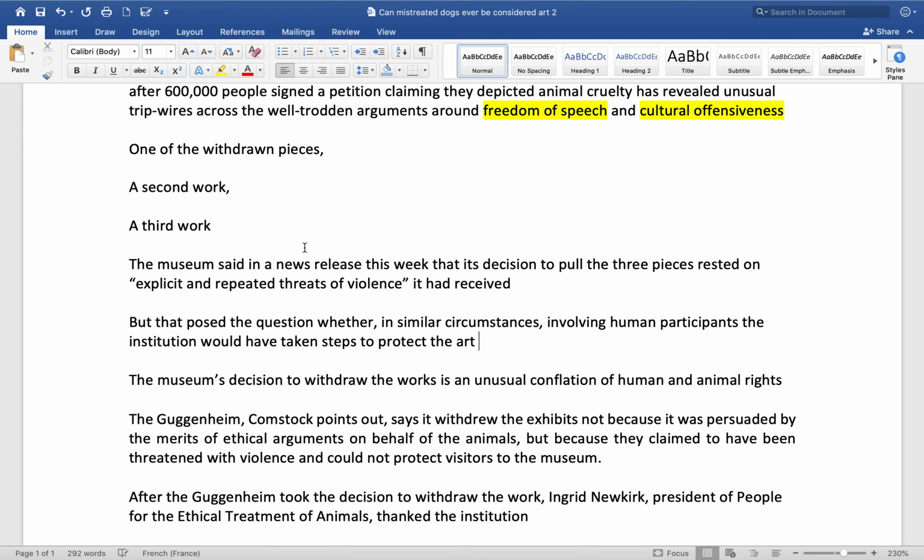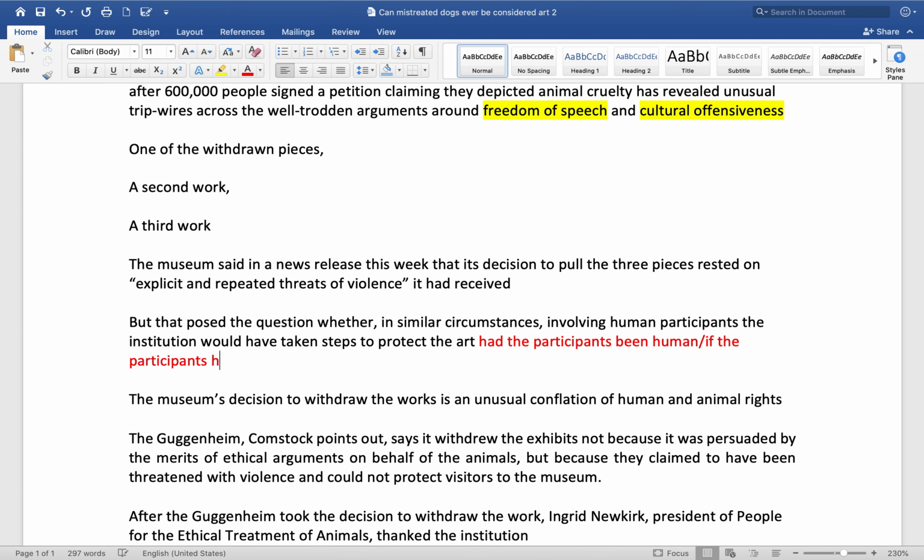I'm going to write it because it's interesting. So, had the participants been human, which comes down to saying if the participants had been. But remember what we said, you can displace this and relocate it at the beginning of the sentence by dropping the if at the beginning.